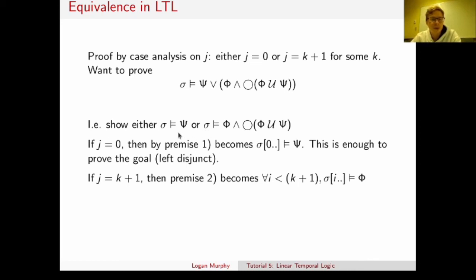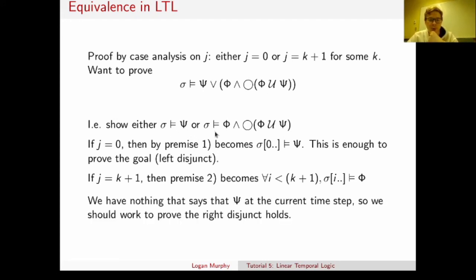So notice that to finish this proof for this direction, we need to show that either sigma satisfies psi or sigma satisfies phi and next phi until psi. The only premise that we have which mentions psi is premise 1. But since we're in the case that j is equal to k plus 1, that doesn't tell us that psi is satisfied right now. So we don't really have anything to prove that clause. So we should really just focus on proving that sigma satisfies phi and next phi until psi.